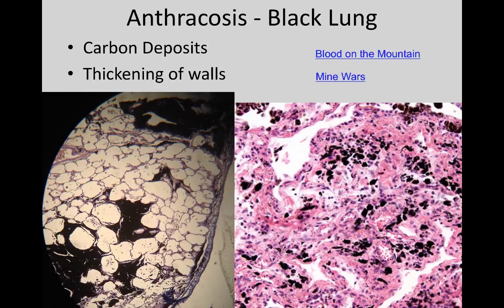In these images, you can see the black aggregations of macrophages containing the carbon particles. To be clear, you will see black deposits in the slides of emphysema, but what should be apparent and what you will want to use to tell the difference between the two is the lack of tissue in emphysema and the thickening of the tissue in anthracosis.